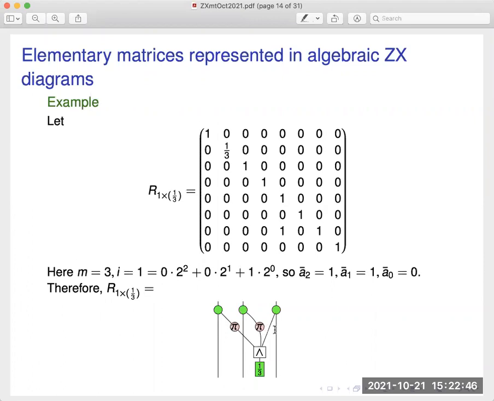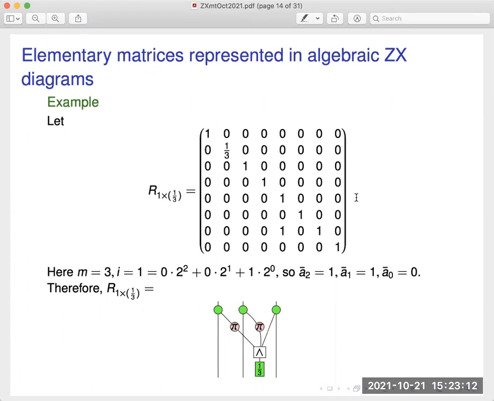1 times pi is pi, 1 times pi is pi, 0 times pi is 0, so that one disappears. So in this part you get pi 0. And at the bottom you just put times 1 over 3, so just put the 1/3 here. So that's the diagram for this elementary matrix.